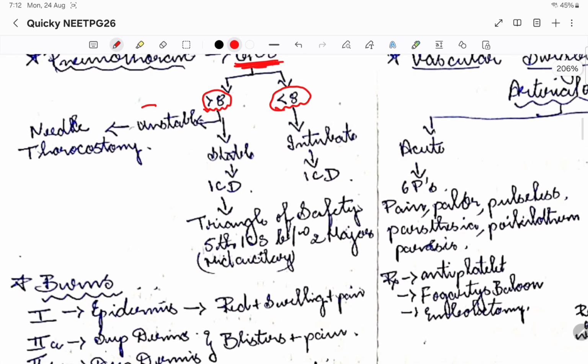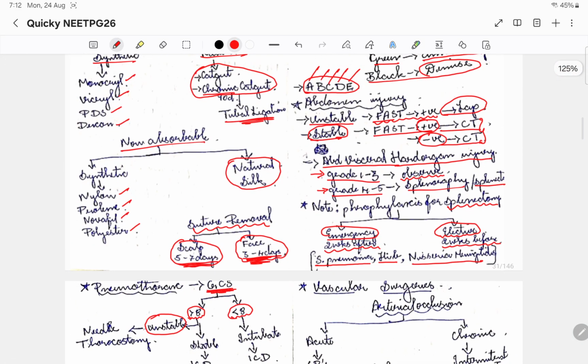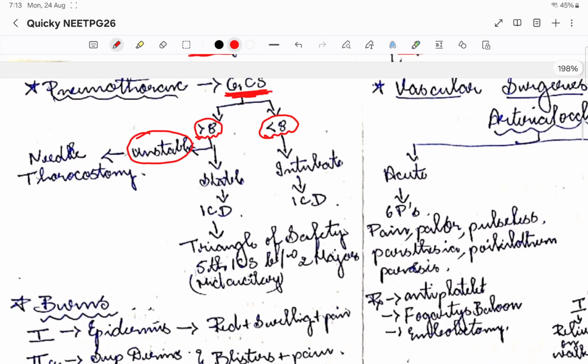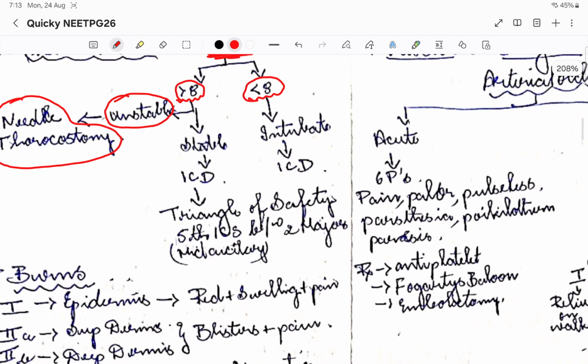If the patient is unstable, same as we discussed in trauma with respect to abdominal injury, we go for immediate management, that is needle thoracostomy. If the patient is unstable, with abnormal BP, pulse pressure and respiratory rate, we go for needle thoracostomy. Whereas if the GCS is high and he is a stable patient, we go for ICD drainage.